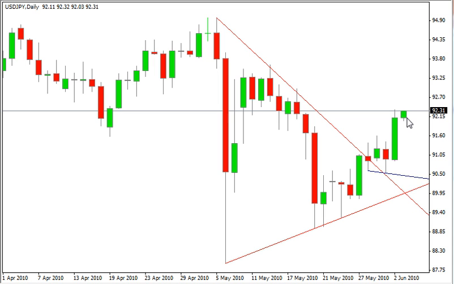But in the coming session, look for it to go as high as 93.14 and as low as 91.08. And look for some support around 91.19 and some resistance around 92.57.